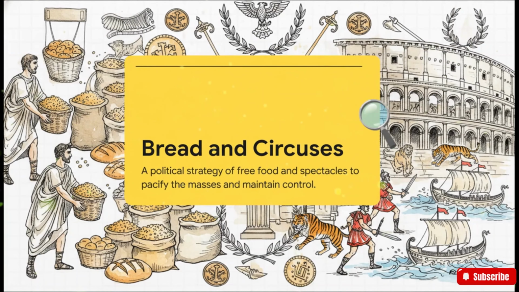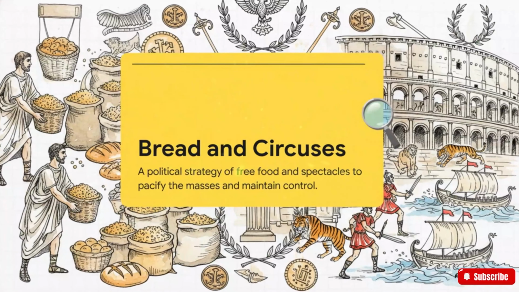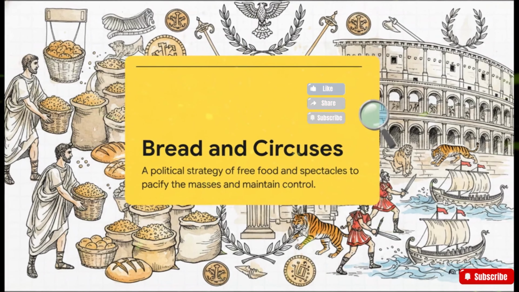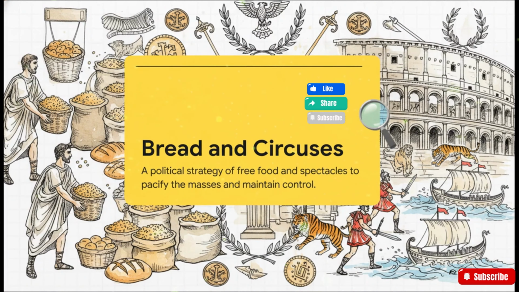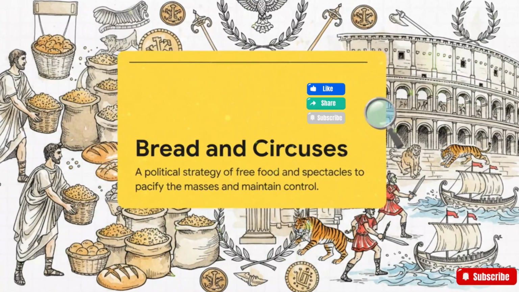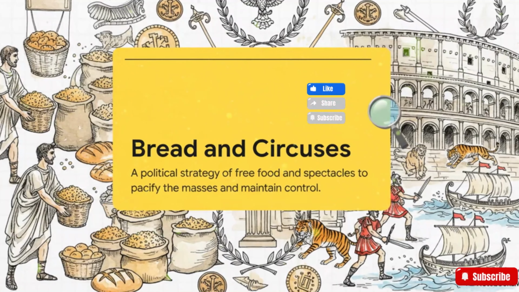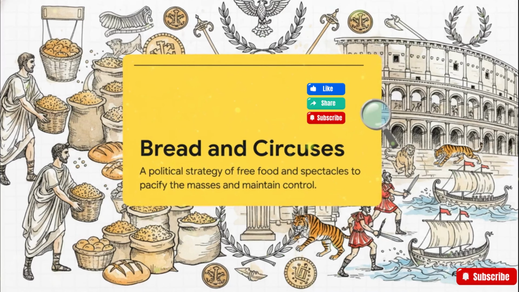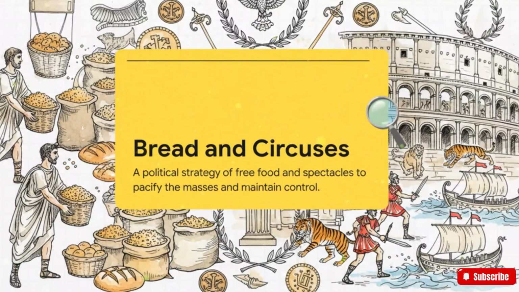This all fed directly into the infamous strategy of bread and circuses. Basically, it was a political strategy of providing free food and spectacular entertainment to pacify the masses. And by spectacular, I mean gladiator fights, exotic animal hunts, and even flooding the entire arena floor for massive mock naval battles. The emperors were deliberately distracting the population. It kept the masses pacified, united, and entirely dependent on the emperor's generosity.